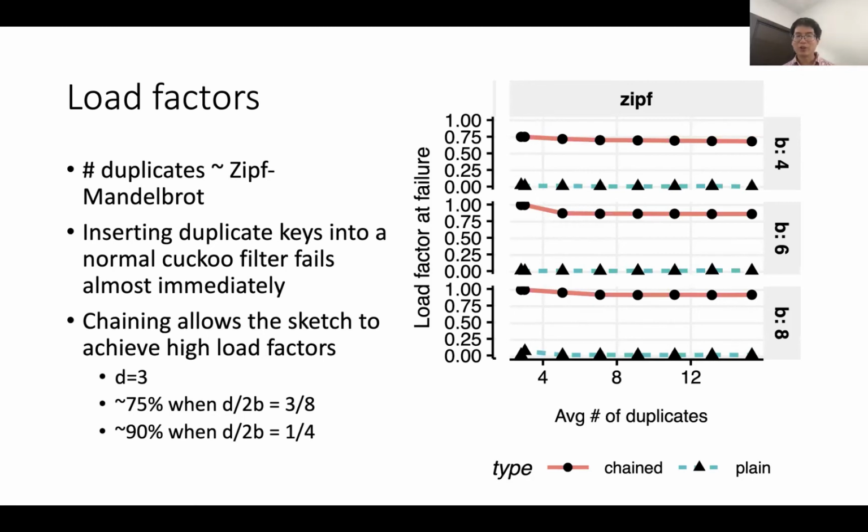By doing so, we can achieve good load factors. So in this particular simulation, we try to insert keys multiple times. The number of times we insert each key is distributed as a Mandelbrot distribution, so a heavy-tailed distribution. If I were to try this on a normal cuckoo filter, it fails almost immediately. The load factor at the time of the first insertion failure is nearly 0. But by using chaining, we can allow the sketch to achieve high load factors. When we allow a sketch for a particular key to occupy nearly half the entries in its bucket pair, we can achieve a load factor of roughly 75%. If we let it only occupy 1/4 of the entries in a bucket pair, then we get a load factor of about 90%, which is close to what you would get with a normal cuckoo filter, which doesn't deal with any duplication.